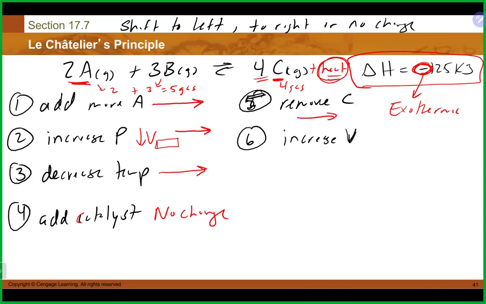Lastly, here, we're going to increase the volume. When we increase the volume, the pressure will actually go down. But in this case, we have a bigger volume. So in a larger volume, we would need more gas molecules. We calculated earlier, 5 gas molecules on the left, 4 on the right. So in this case, it would actually shift to the left. Any questions on any of those there?